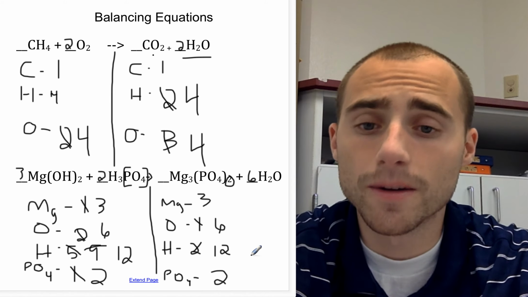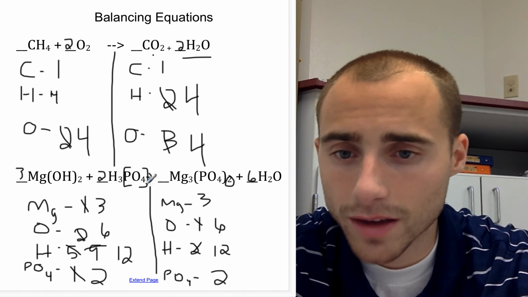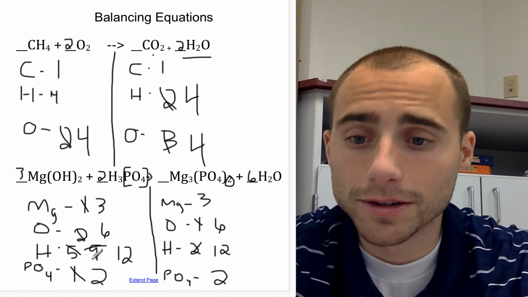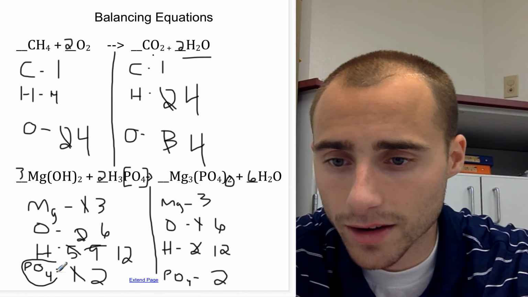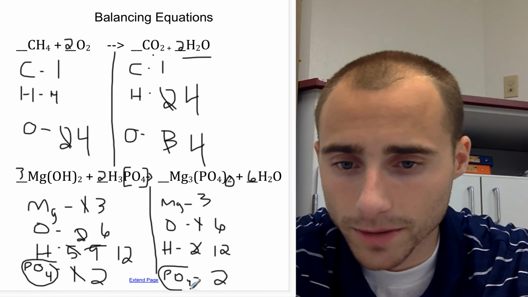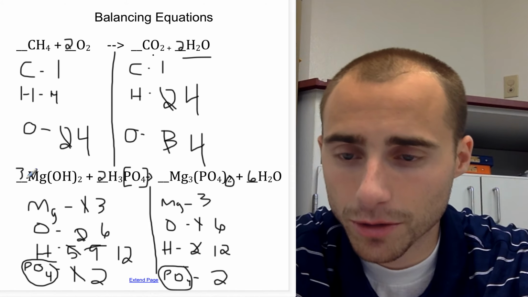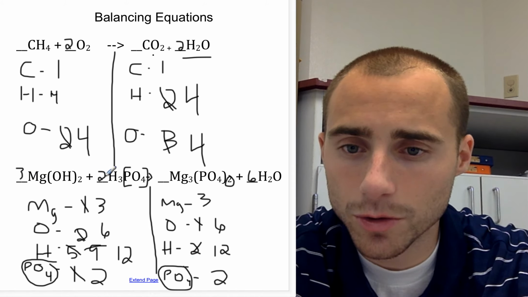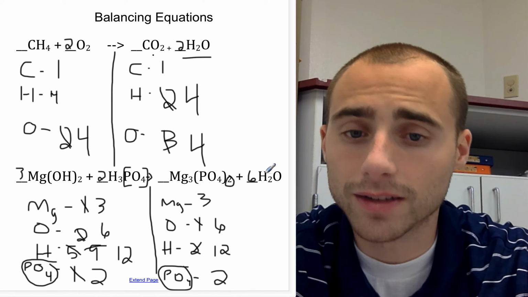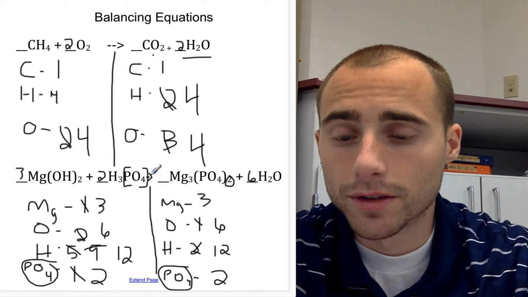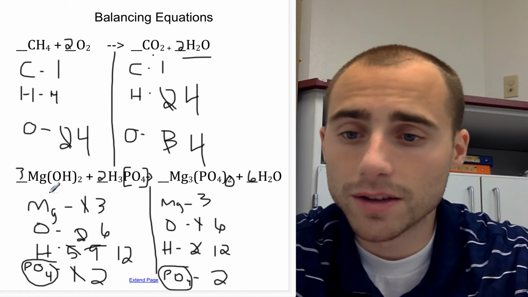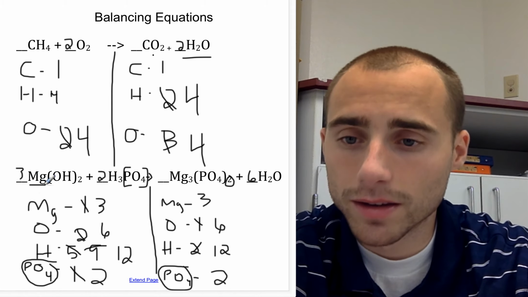So the key here, anytime you see one of these, you want to keep that together. Treat it as one element like I did down here. Treat it as one element. So I end up with 3 magnesium hydroxide plus 2 hydrogen phosphate produces 1 magnesium phosphate and 6 H2O or waters. The other thing you'll notice about why that was easy for me is because I went element by element.